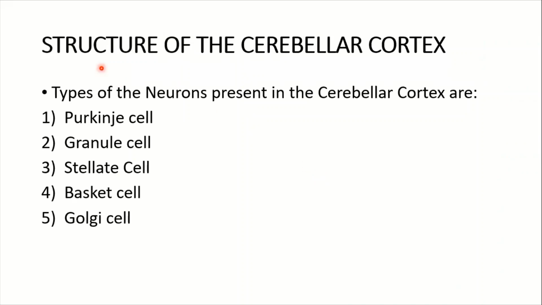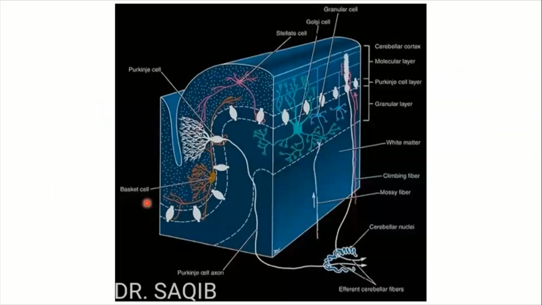So let's move to the structure of the cerebellar cortex first. There are five types of neurons present in the cerebellar cortex. These are the Purkinje cell, granule cell, stellate cell, basket cell, and the Golgi cell. Here you see all these five types.